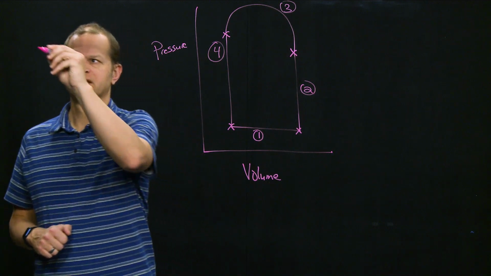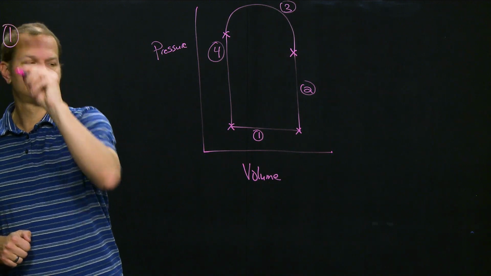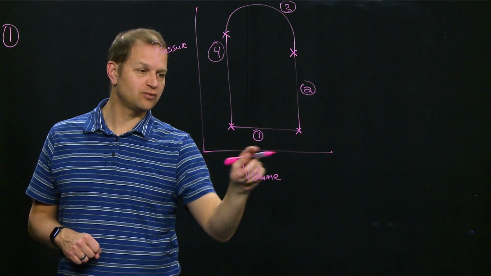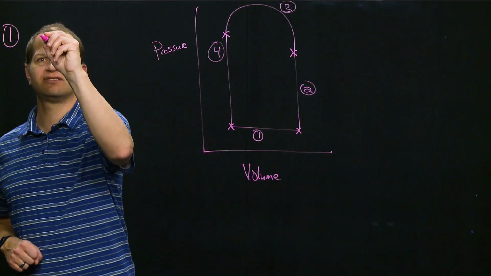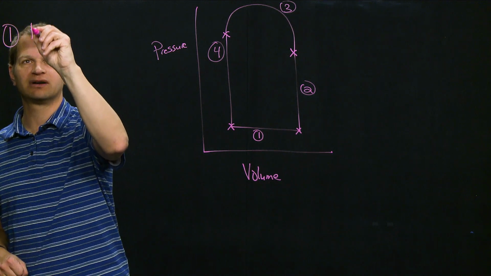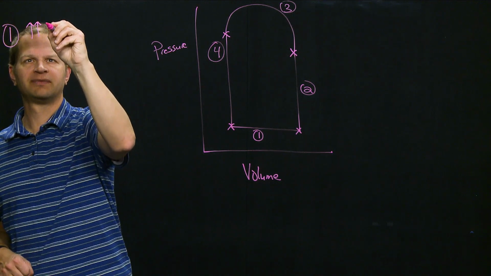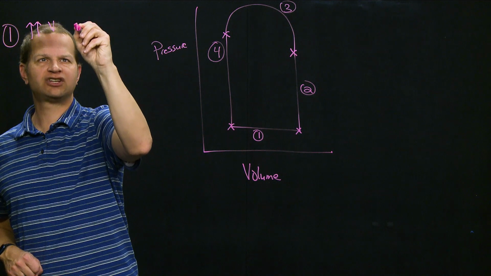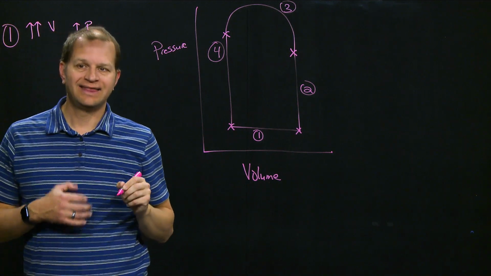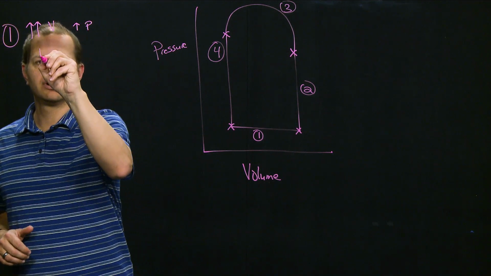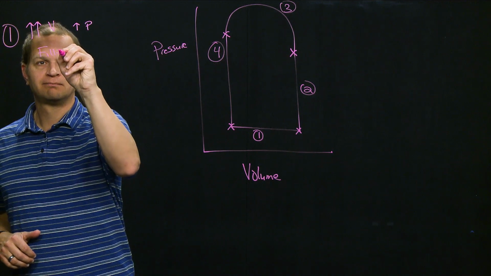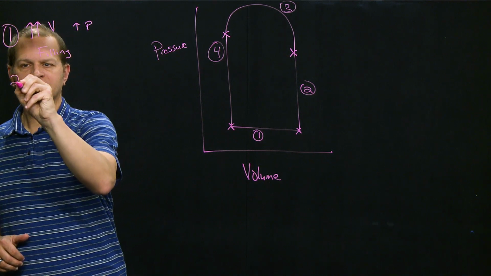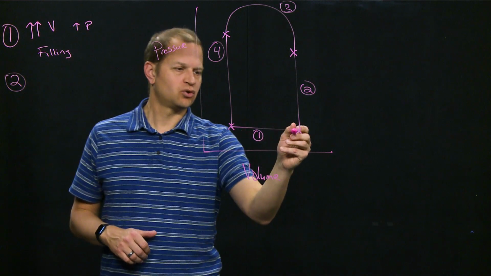going on with pressure. So with phase 1, if you can tell, volume is increasing, but pressure is staying relatively the same, maybe a little bit of increase. So we're going to say big change in volume and a small change in pressure. Okay, that lets us know that we're in the filling phase. So if we go to phase 2, so we're here.